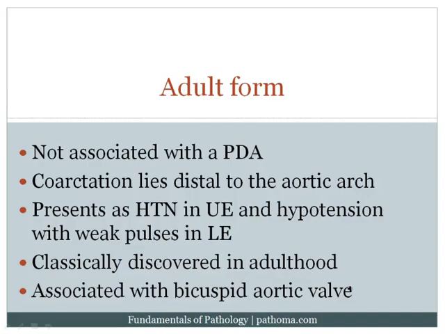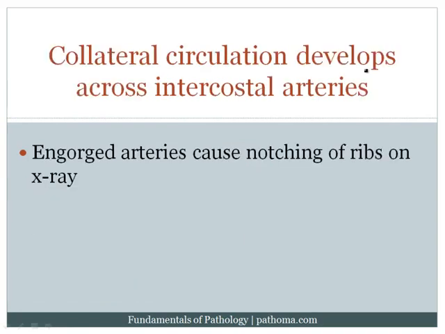Well, let's go ahead and read what we say in the text. We say it presents as hypertension in the upper extremities and hypotension with weak pulses in the lower extremity. It's classically discovered in adulthood, and high yield, it's associated with a bicuspid aortic valve. And you're going to understand the consequences of bicuspid aortic valve in the next section when we talk about valvular disorders. Now, one of the very high yield associations with this disorder is that collateral circulation will develop across the intercostal arteries in order to try to bypass that block. And so that will result in engorged arteries causing notching of the ribs.